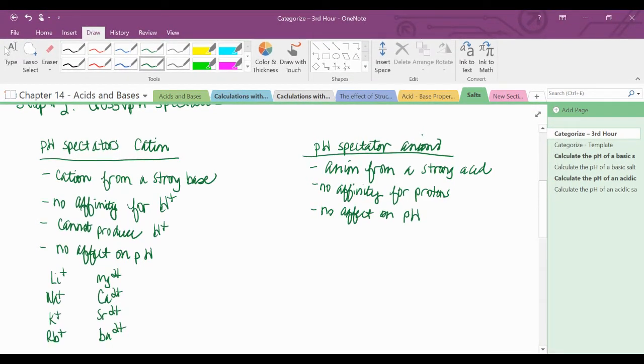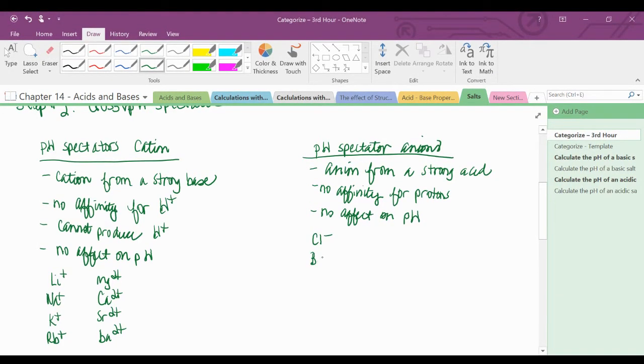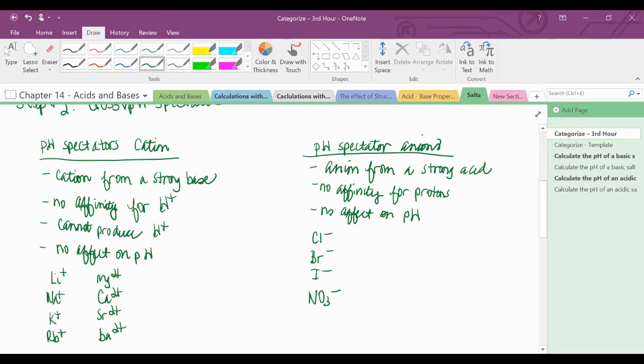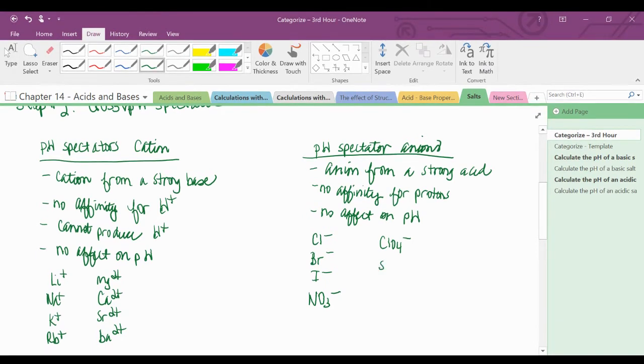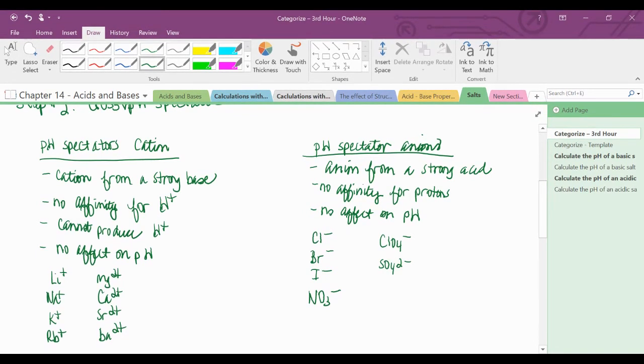All right, so you have to know your strong acid list. So HCl, so that means the anion would be the chloride ion. HBr, so the bromide ion. HI, so the iodide ion. HNO3, so the nitrate ion. HClO4, so ClO4 negative. H2SO4, so the SO4 2 negative ion. Okay, so you're just going to need to memorize your list of strong acids, and if you know what makes a strong base, then you easily know your pH spectators.